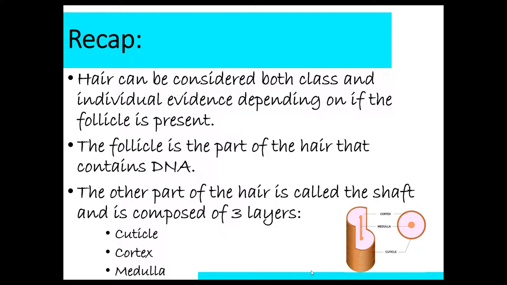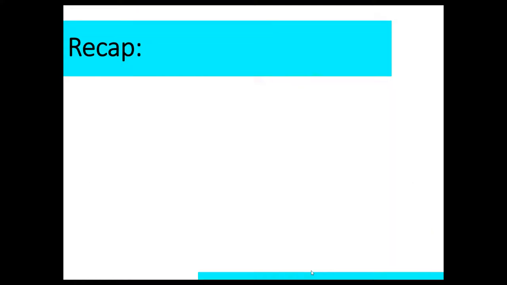So the other part of the hair, there's two parts to the hair. So we have the follicle and the shaft. The shaft actually consists of three different layers. So we have the cuticle, the cortex, and the medulla. You can see on the image here, the medulla is the very inside core part of the hair. Then we have the cortex, which is the inside portion. That's the part that contains the coloring or the pigment of the hair. And then we have the cuticle, which protects the medulla and the cortex, and it contains the scales, a protective layer of the hair.